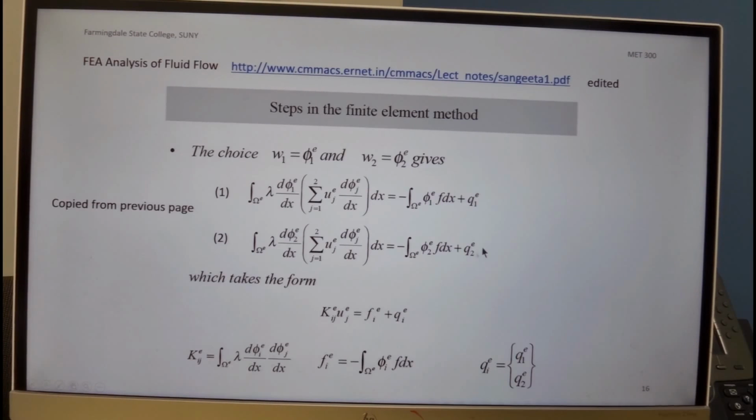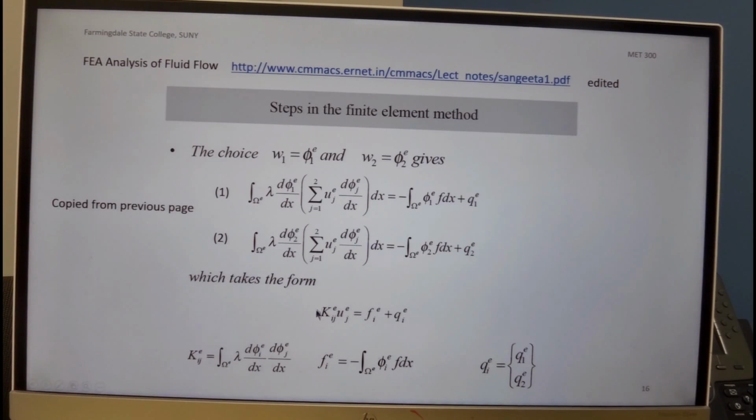We can now simplify these equations and write them in a matrix form where we have the nodal values of the unknowns multiplied by the matrix of the element, equal to the nodal values of the forcing function and the boundary conditions.